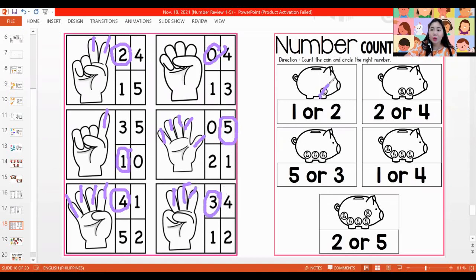Next one, let's count. One penny, we will encircle number one. One, two, two coins, and circle number two. One, two, three, and circle the number three. One, two, three, four, and circle the number four. One, two, three, four, five, and circle the number five.